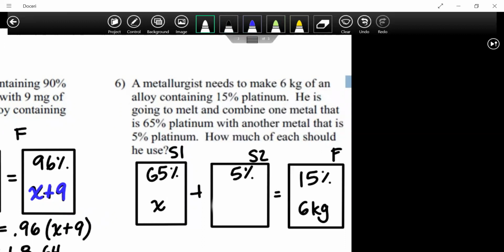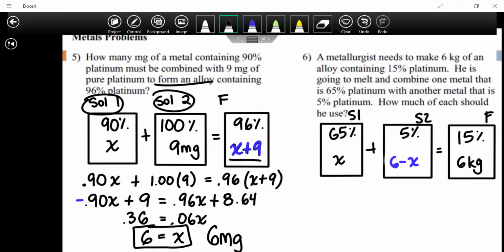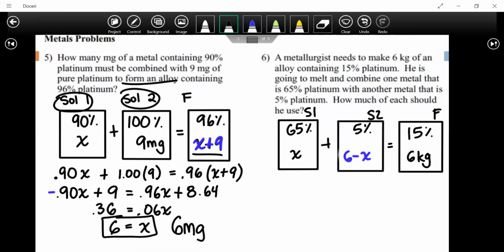We can start out with the variable, right? So we're given one solution and we're given the final. So we said if we have one solution and a final, we're going to look for the differences. So the difference is going to come in 6 minus X. In the first problem we did here, we were given solution number 1 and solution number 2. We're forming an alloy, so we're going to look for the sum for the last one. Does that make sense? So that's what you want to be able to recognize.